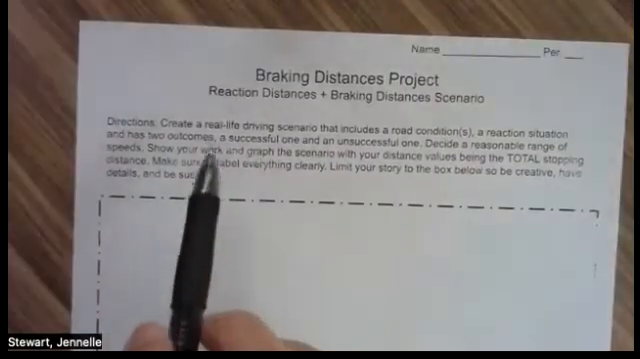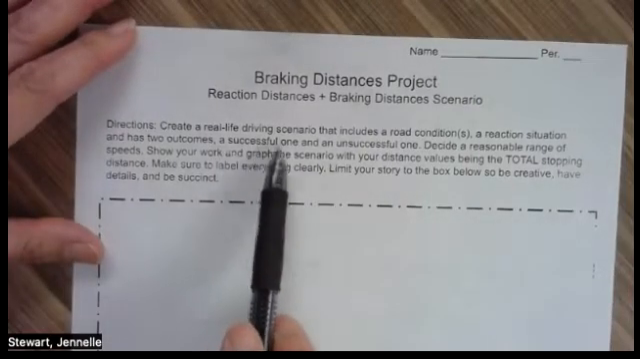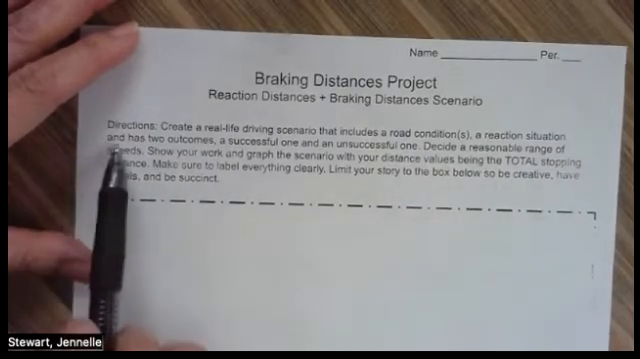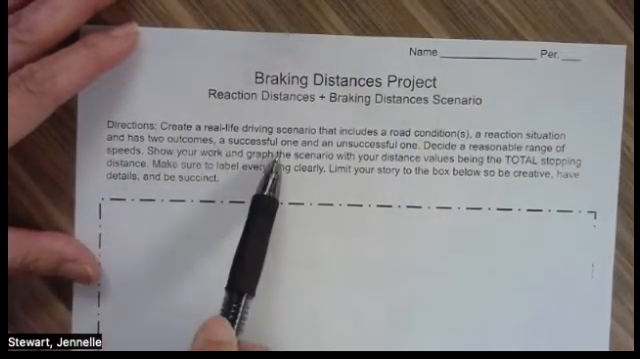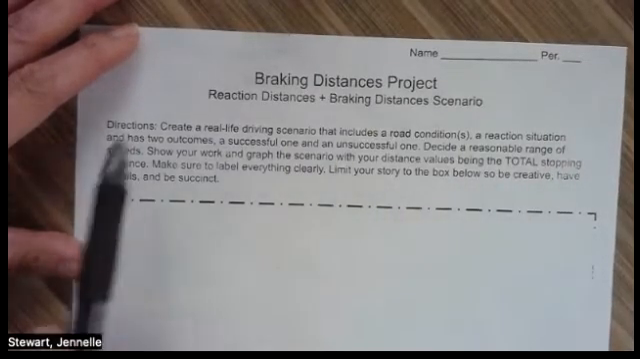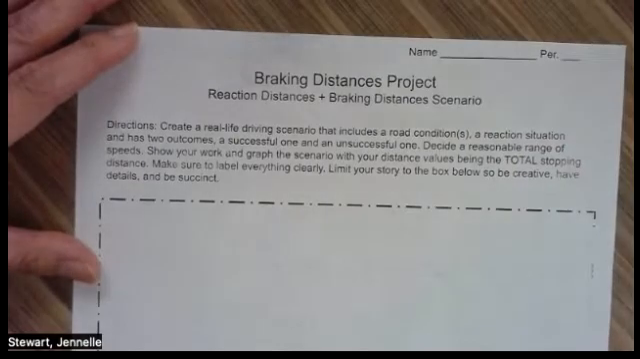Okay, here's the overview of the project. It's called the Braking Distances Project. You are to create a real life driving scenario that includes a road condition, a reaction situation, and has two outcomes, a successful one and an unsuccessful one. Decide a reasonable range of speeds. Now I've provided you with speeds, but you can change them if you want to.